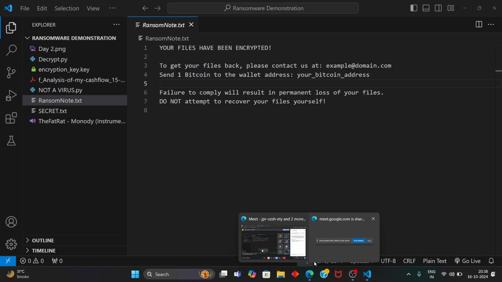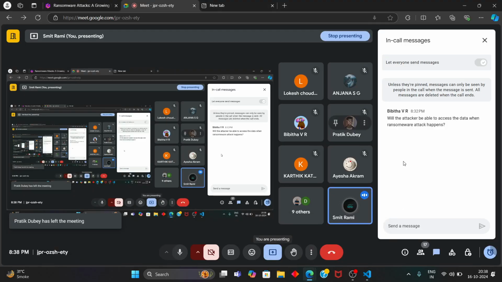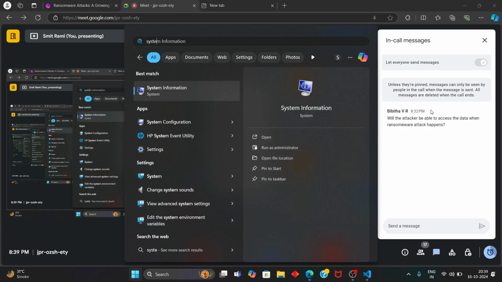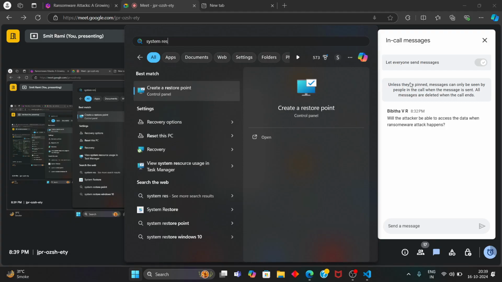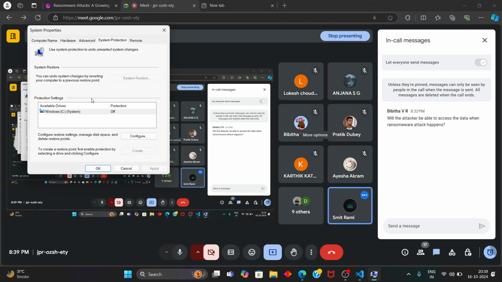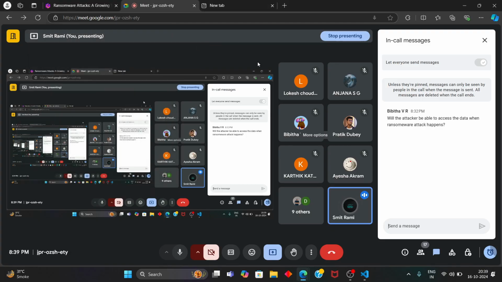So this is how an actual ransomware attack happens in real life scenarios. And there are also ways you can get your data back without paying the ransom money. So now let's understand how that works. To get your data back without paying the ransom money, the first option is that you can use System Restore. If you regularly create system restore points on your computer, then there is a way that using this you can revert back to the original condition.